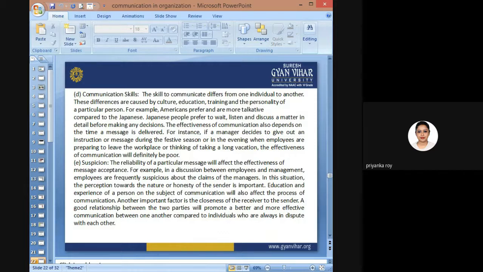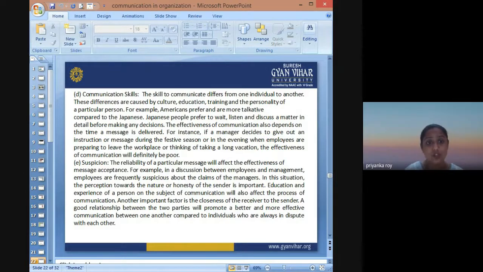Now, when we are talking about suspicion, the reliability of a particular message will affect its effectiveness. For instance, in this COVID situation, when initially it was said that all of you should take the vaccination, very few people turned out to take it at first because they were skeptical and suspicious. How could a vaccine be developed in such a short period of time, and whether it is going to be effective or not? So that suspicion about whether the message is right or not made it difficult for people to accept the message.